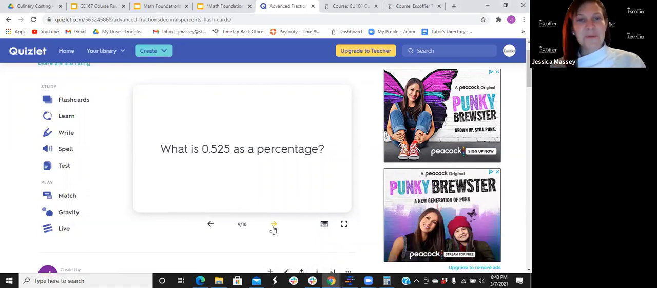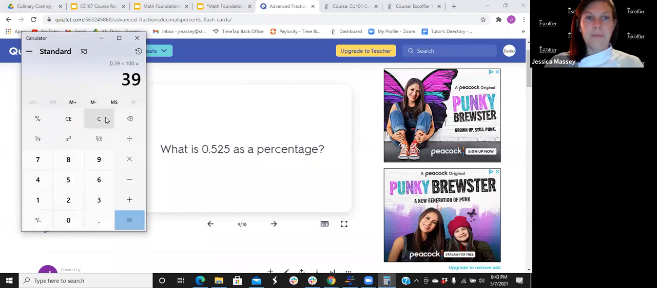What is 0.525 as a percentage? So again, don't let that extra number throw you off. You just move that decimal 2 spaces over, or you multiply it by 100. 0.525 times 100, and we get 52.5%.